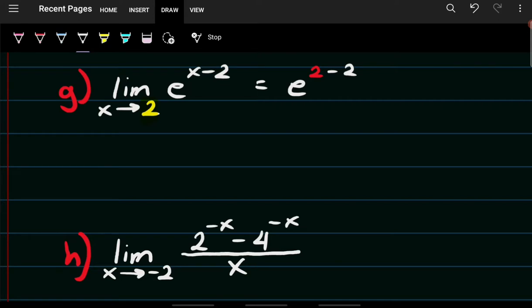Now let's simplify the exponents. 2 minus 2 is 0, meaning this one will give us e raised to 0. Again, e raised to 0, according to the laws of exponent, if the exponent is equal to 0, automatically the answer is equal to 1. Meaning, the limit of e raised to x minus 2 as x approaches 2 is equal to 1.